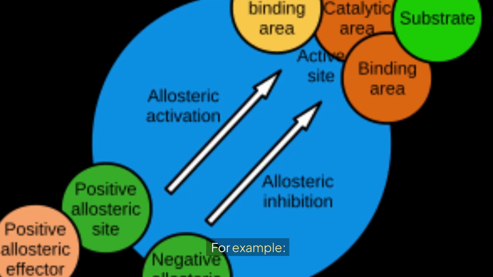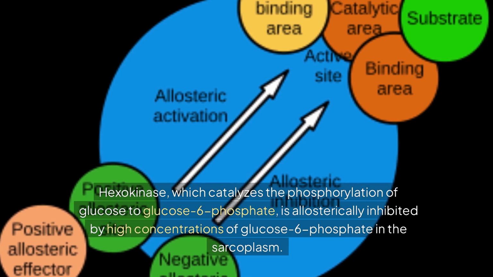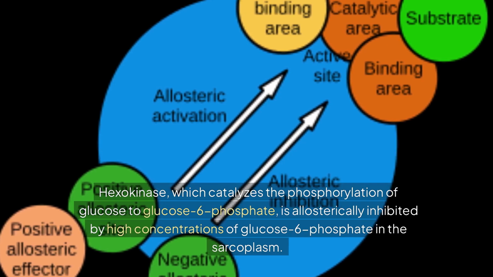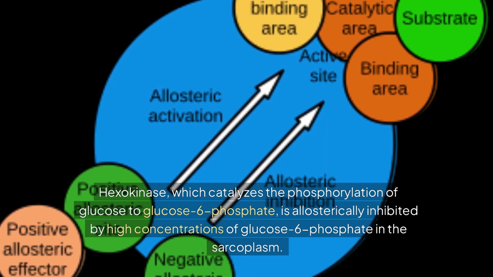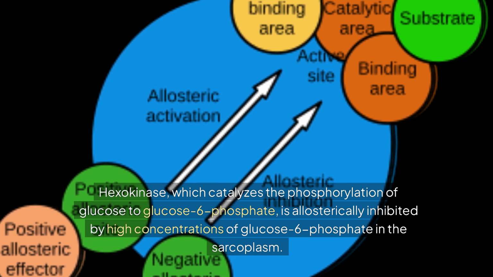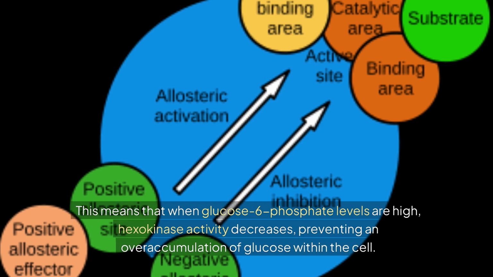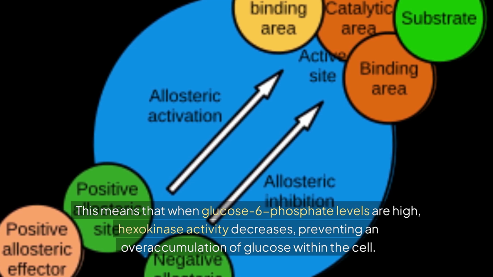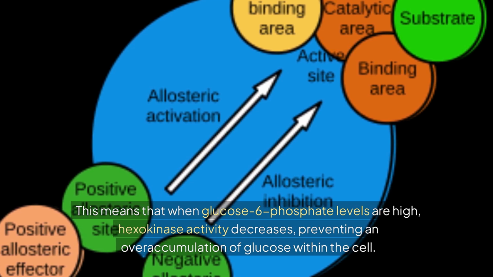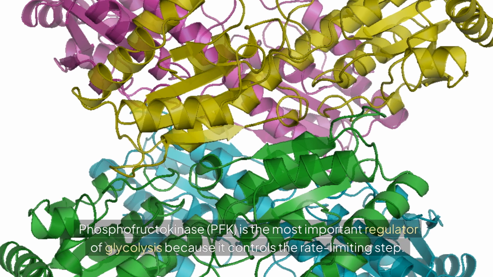For example, hexokinase, which catalyzes the phosphorylation of glucose to glucose 6-phosphate, is allosterically inhibited by high concentrations of glucose 6-phosphate in the sarcoplasm. This means that when glucose 6-phosphate levels are high, hexokinase activity decreases, preventing an overaccumulation of glucose within the cell.